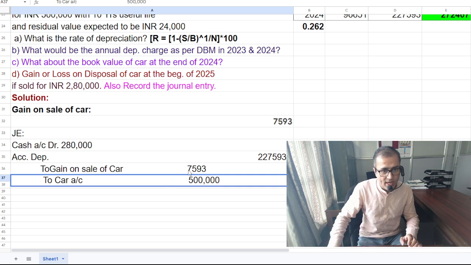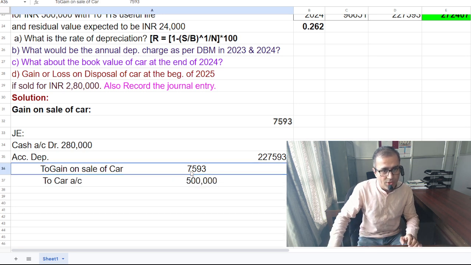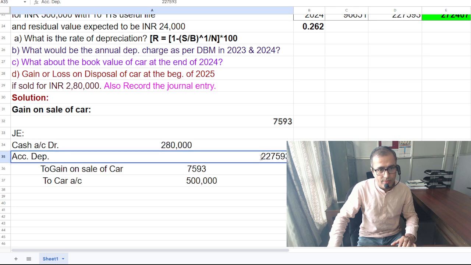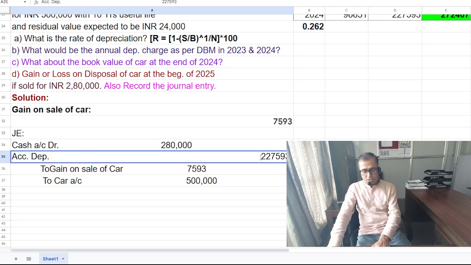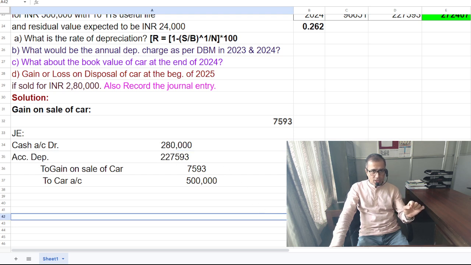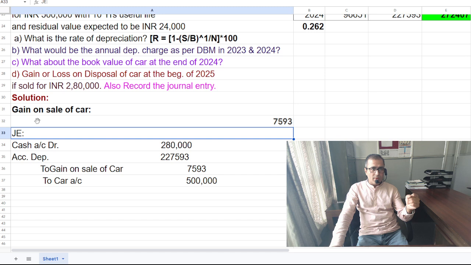But the important point, friends, is to look at your accumulated depreciation. The cash we have realized is 2,80,000, and I would just organize this information like this. This way you would be recording your journal entry. Now you could check overall that when you add it, your debit must be equal to your credit side, friends.